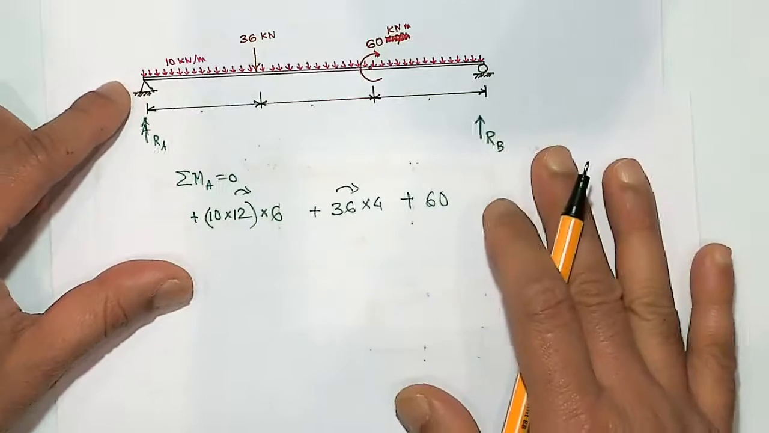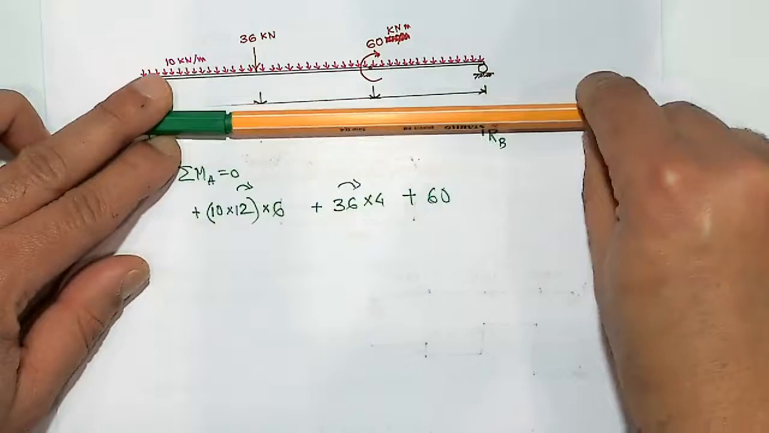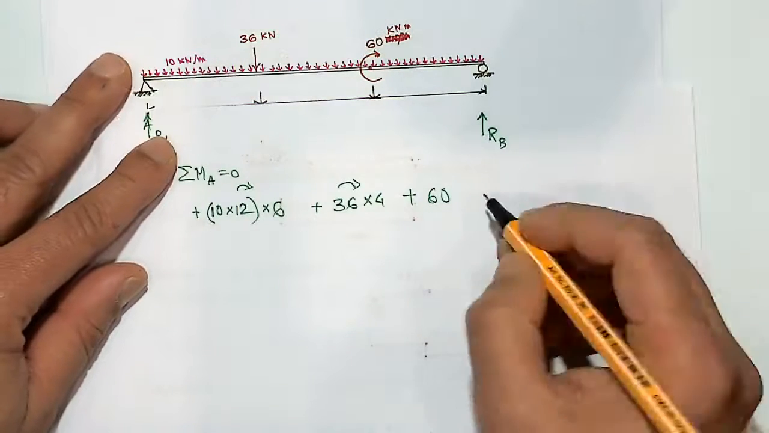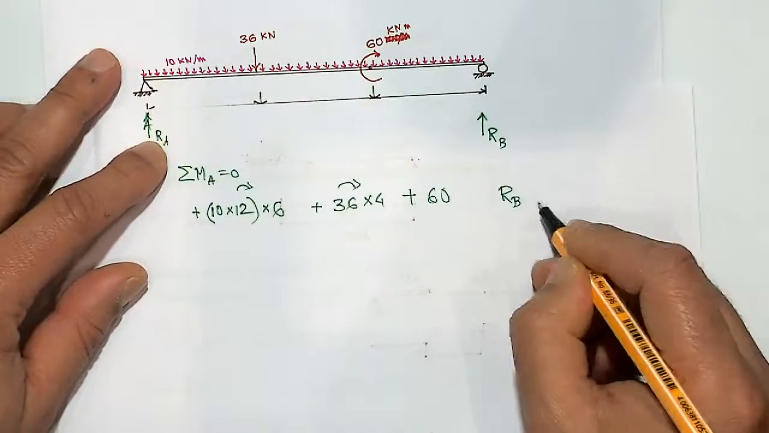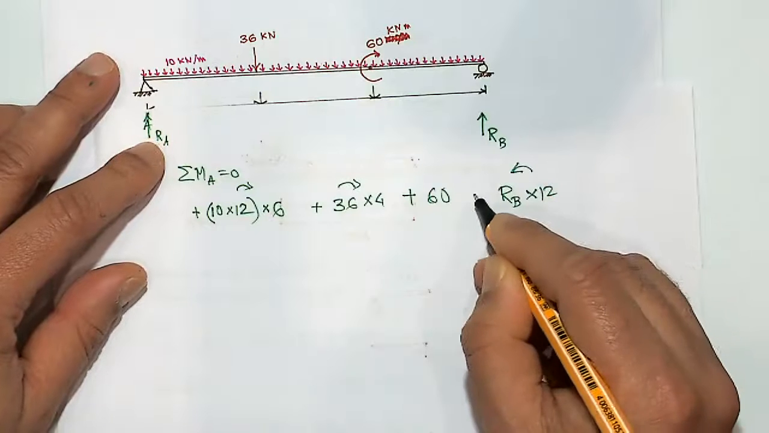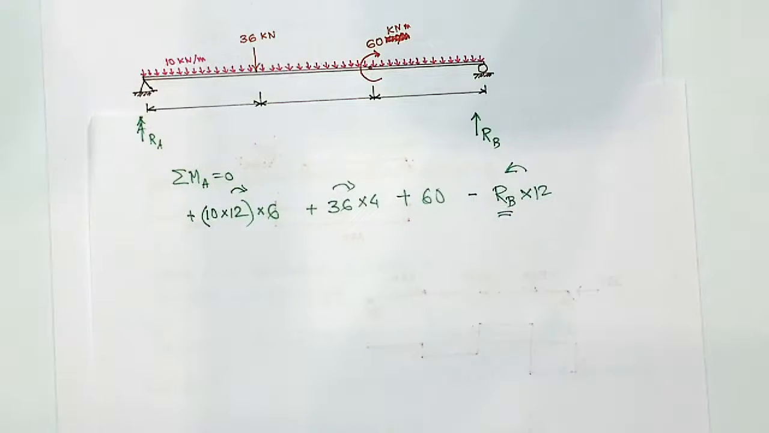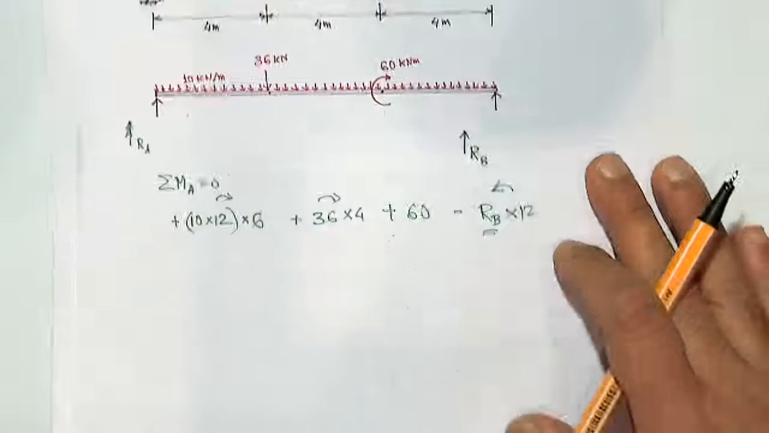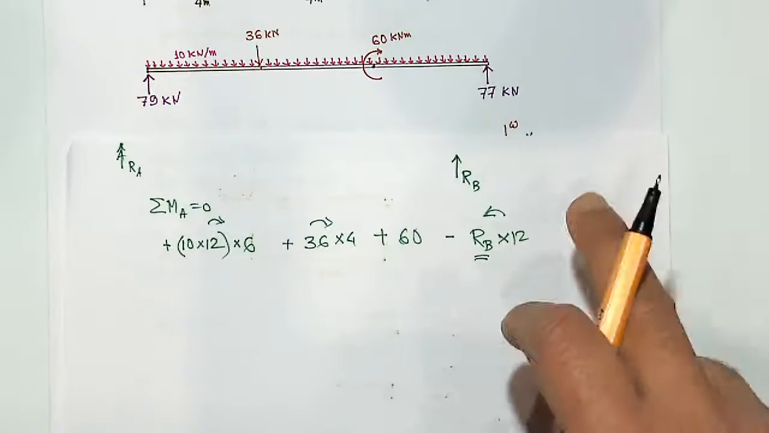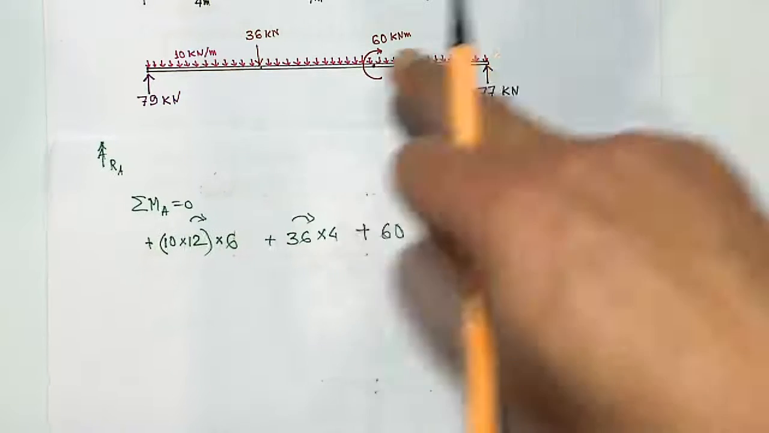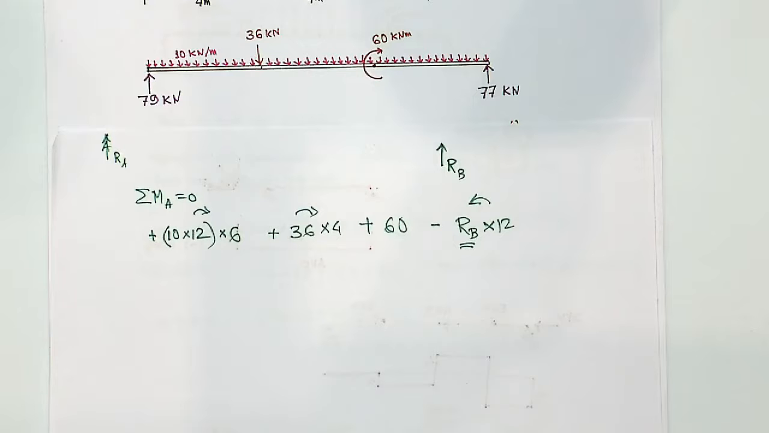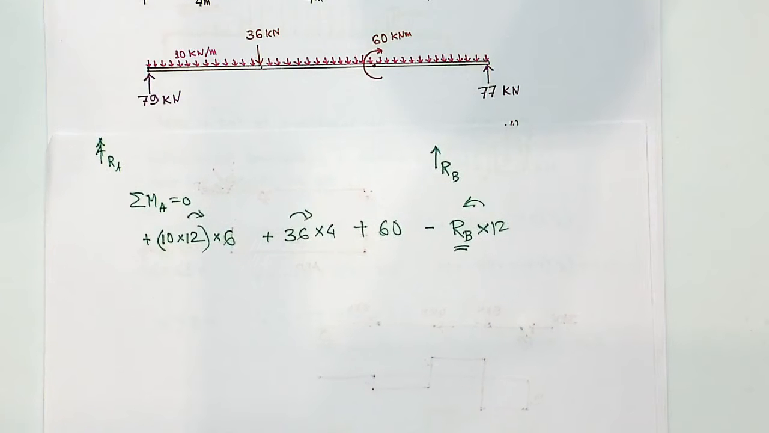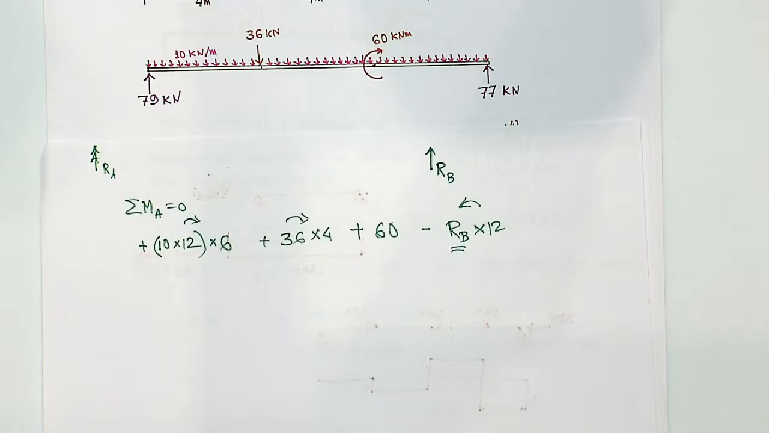What about this reaction RB then? Now this reaction RB is going to rotate the beam about my pivot point at A in the anti-clockwise direction. So RB times the distance, which is 12 meter. That's anti-clockwise, so I'll put a negative value. That will give me the value of RB. Once I get the value of RB, I can find RA by using summation of vertical forces equal to 0 or taking moment about the other point. So you'll get RB as 77 and RA as 79 kilonewton. Okay? Is that okay?